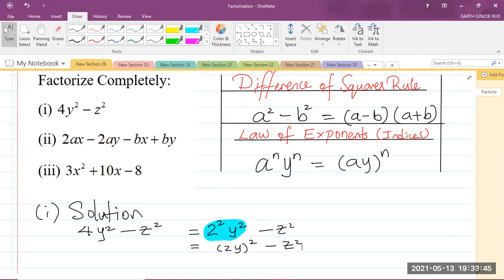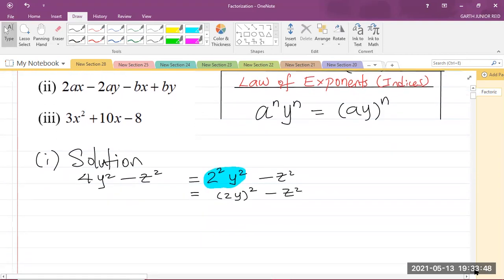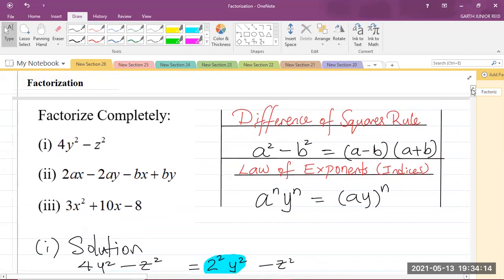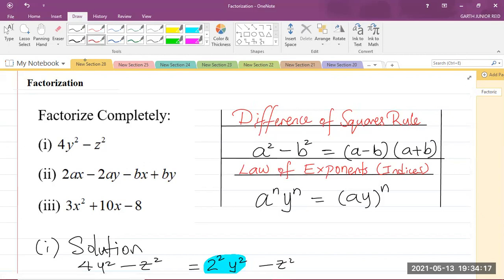Okay, so let us now write the factored form. So this is now equal to a minus b. So this is going to be 2y minus z in brackets being multiplied by a plus b. So in that case, it's going to be what? 2y plus z. Okay? And that is the solution for part 1 of this question. Good. So I've now completed part 1. We're now going to do part 2.